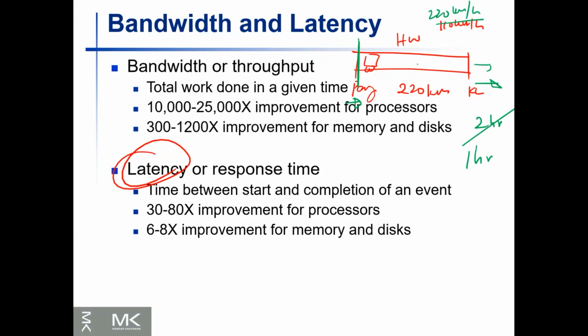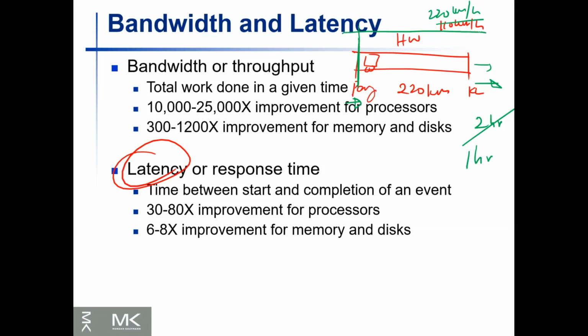Now, how can I increase the throughput? Throughput means more cars pass through the highway. How can I make more cars pass through the highway? One way is to drive faster. Tell everyone to drive their car faster. This way, more cars can go through the highway in the same amount of time. Or the other way is the safer way.